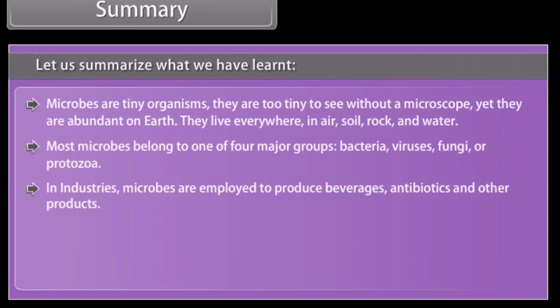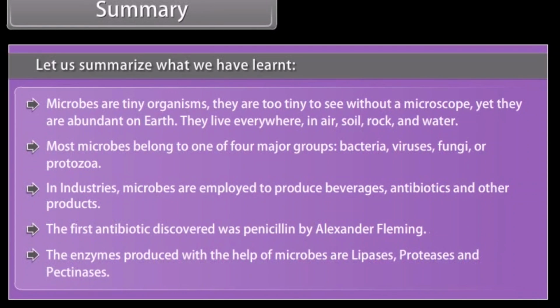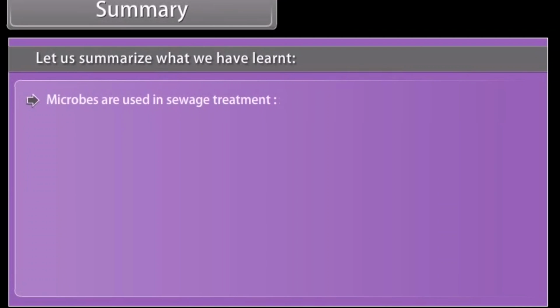In industries, microbes are employed to produce beverages, antibiotics, and other products. The first antibiotic discovered was penicillin by Alexander Fleming. The enzymes produced with the help of microbes are lipases, proteases, and pectinases. Microbes are used in sewage treatment. Treatment involves two steps. Number 1, primary treatment.